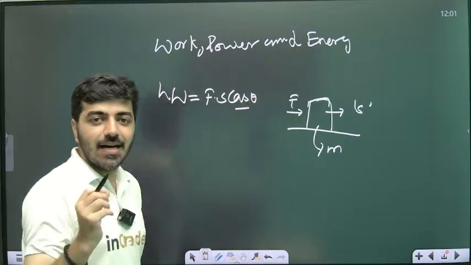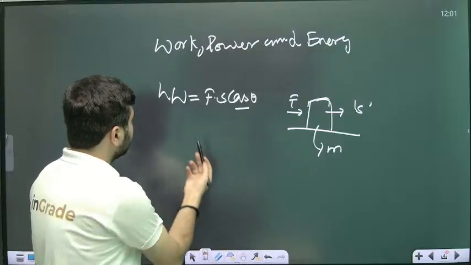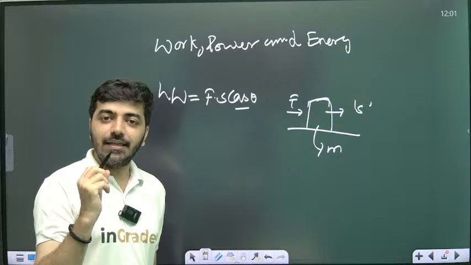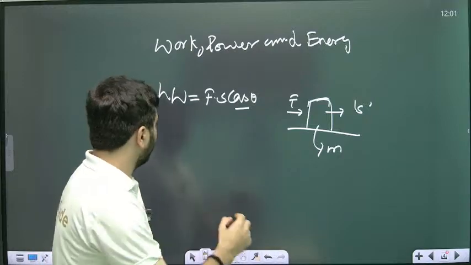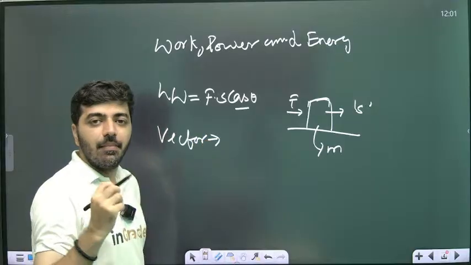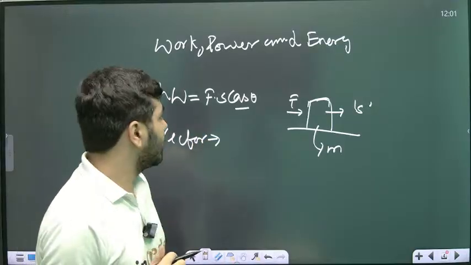In the previous class, I explained that work is a scalar quantity. Scalar quantity means we only take the magnitude part. In a vector quantity, we take the magnitude as well as the direction part.